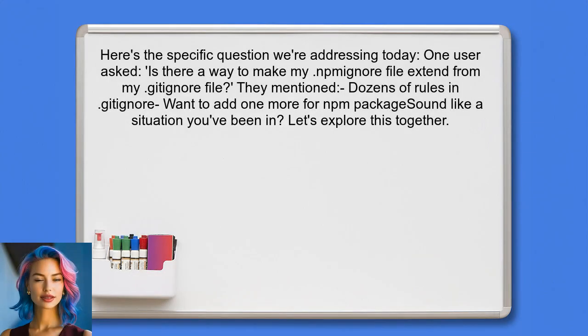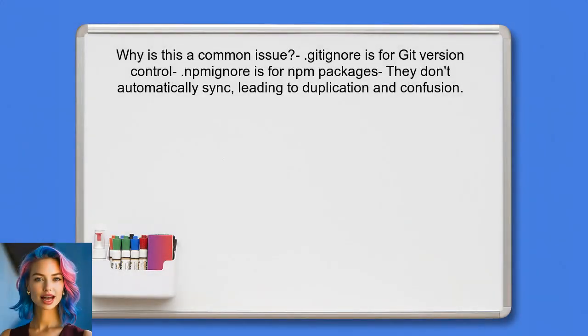Here's the specific question we're addressing today. One user asked, is there a way to make my .npmignore file extend from my .gitignore file? They have dozens of rules in their .gitignore and want to use them all, plus add one more for their npm package. Sound like a situation you've been in? Let's explore this together. So why is this a common issue?